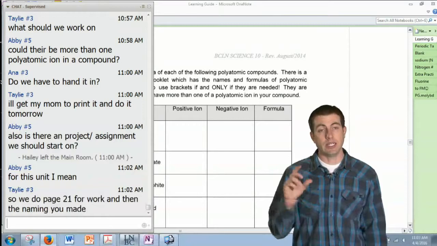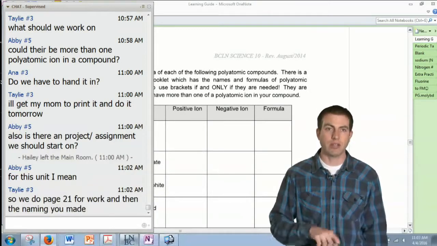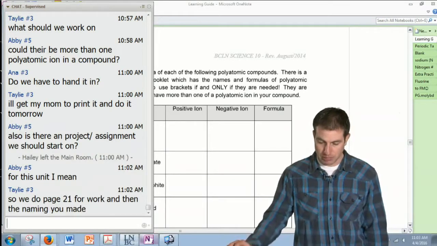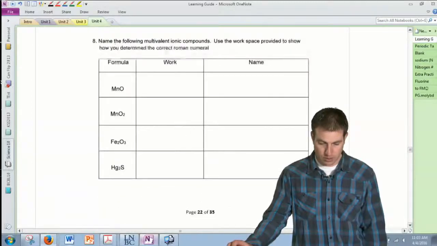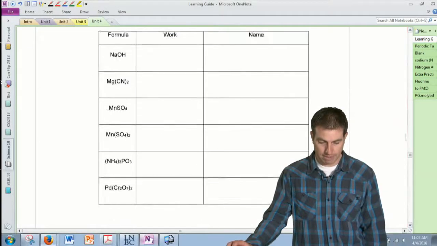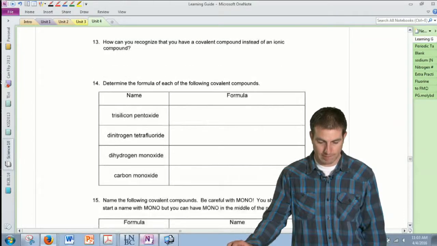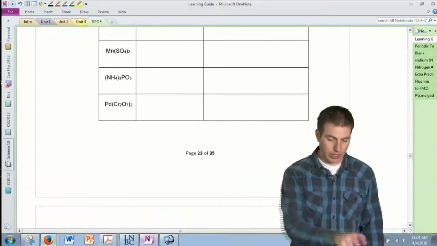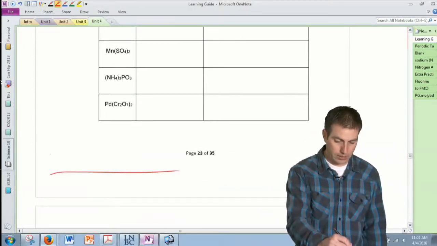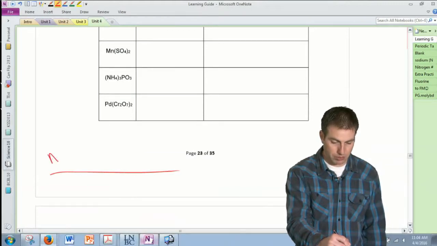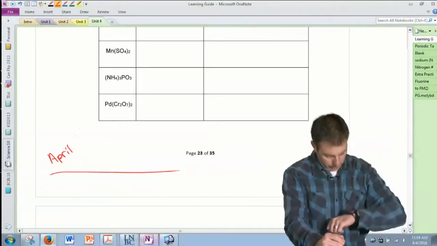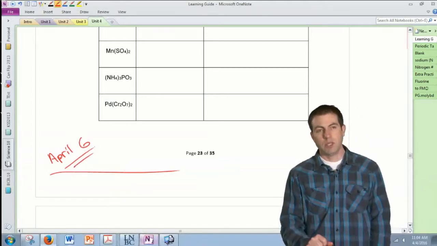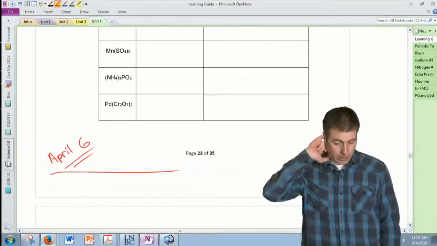The learning guide needs to be done for sure. So go through the learning guide for next day. I'll go through the answers. You should be up to page, what are we up to on the learning guide? Looks like we can do that. You should be up to page 23 on the learning guide. So that should be done for next day. Today is the 4th, so April 6th, I'll see you guys again. You should be up to the end of page 23 for April 6th.